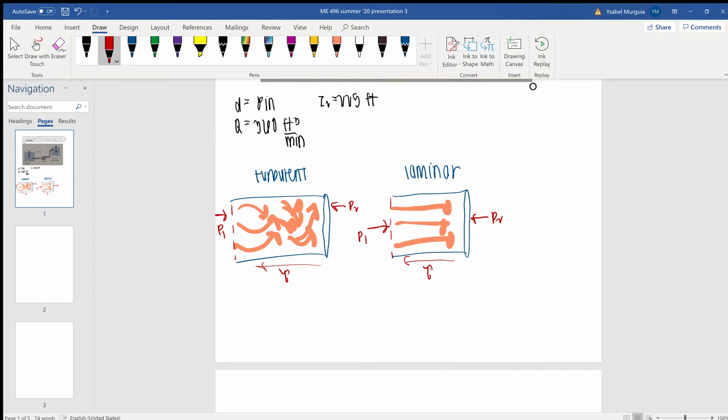Okay, so in the turbulent example, the shear stress is a function of density. Right, so in turbulent flow, the shearing stress is going to be a function of density, and in laminar, the shearing stress is going to be a function of, well, this is actually not a function of rho.